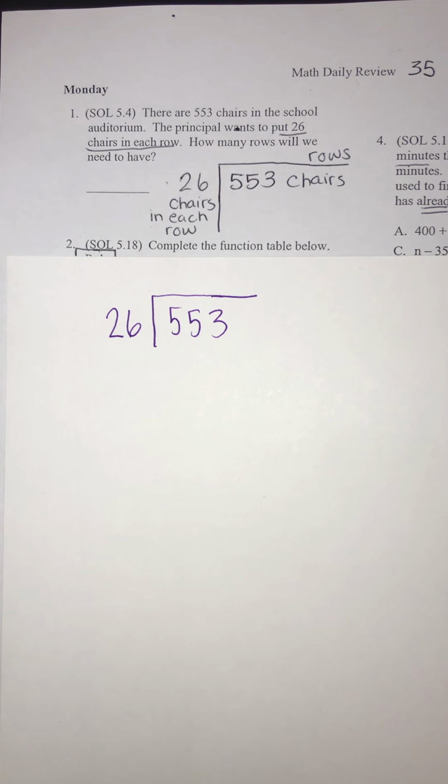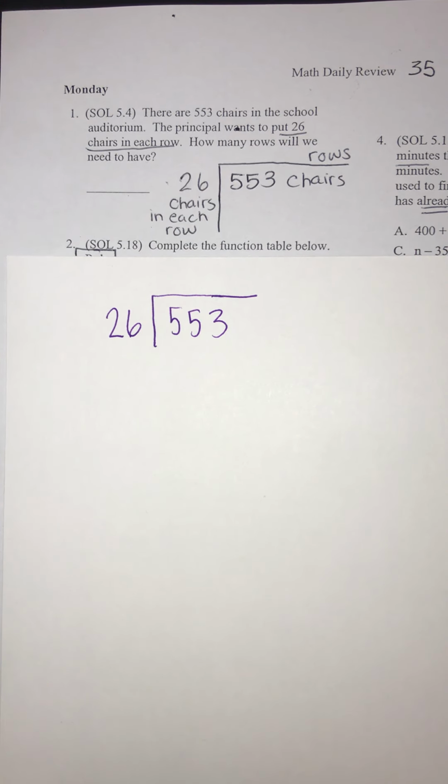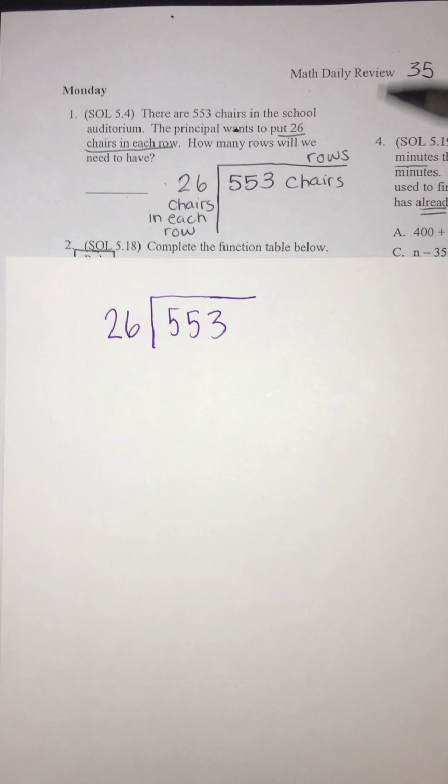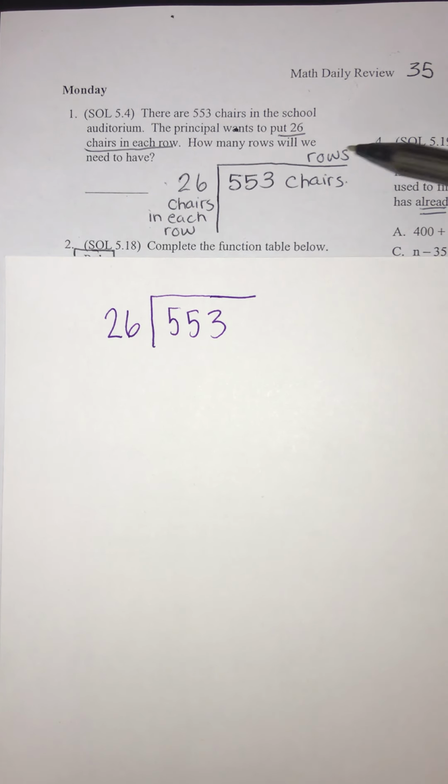Number 1 says there are 553 chairs in the school auditorium. The principal wants to put 26 chairs in each row. How many rows will we need to have? So I've set up the problem for you that we're dividing chairs with a certain amount in each row, and then we're going to come up with how many rows we can make.